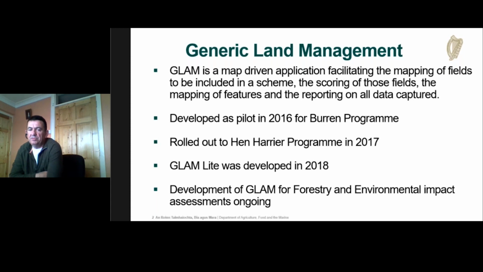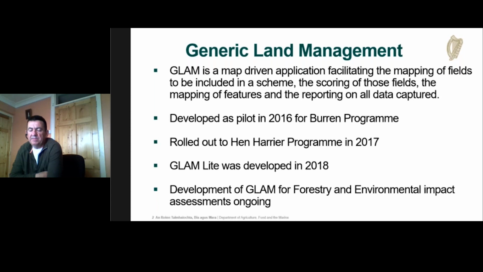It was then rolled out to the Hen Harrier program in 2017, where they have further enhanced features on GLAM, where they can create PDFs of the farm plans that they have created, and they use those to consult with the farmers, or the applicants, for actions that they want included in the program. GLAM was further developed in 2018 for the smaller EIPs, such as the Freshwater Pearl Mussel, Duncannon Blue Flag, Dullhallow. I think there are about 16 smaller schemes that use GLAM as their mapping tool as well.